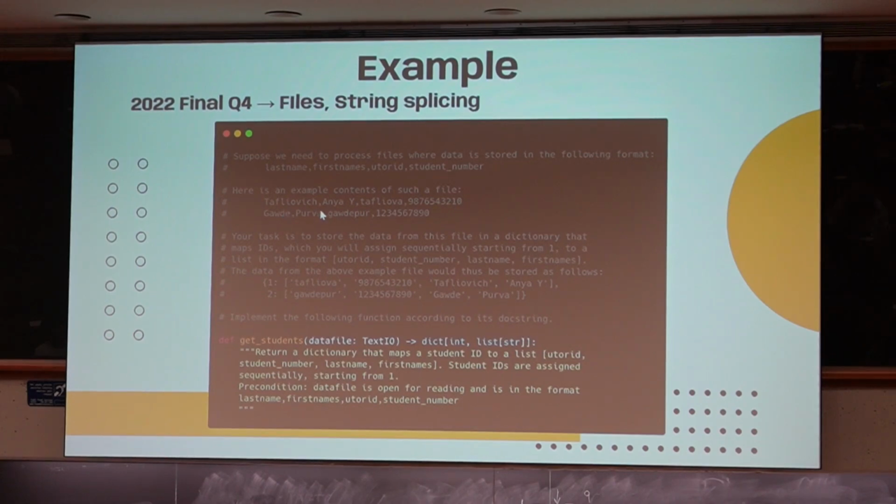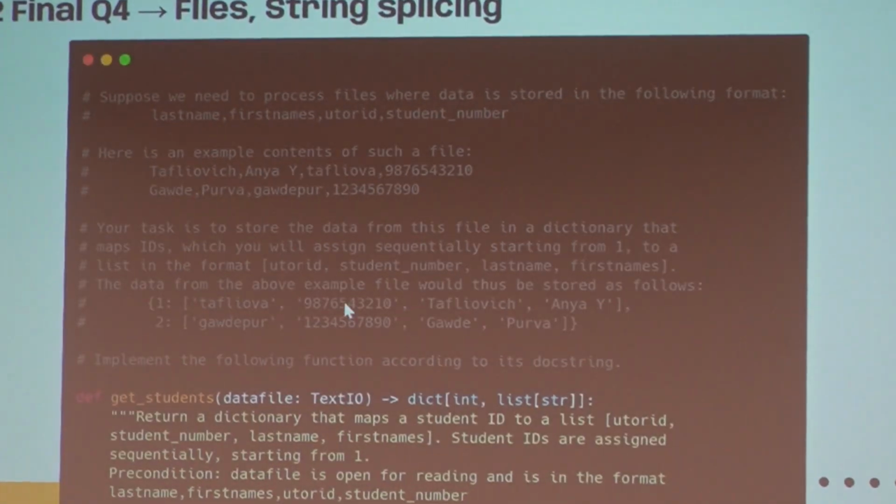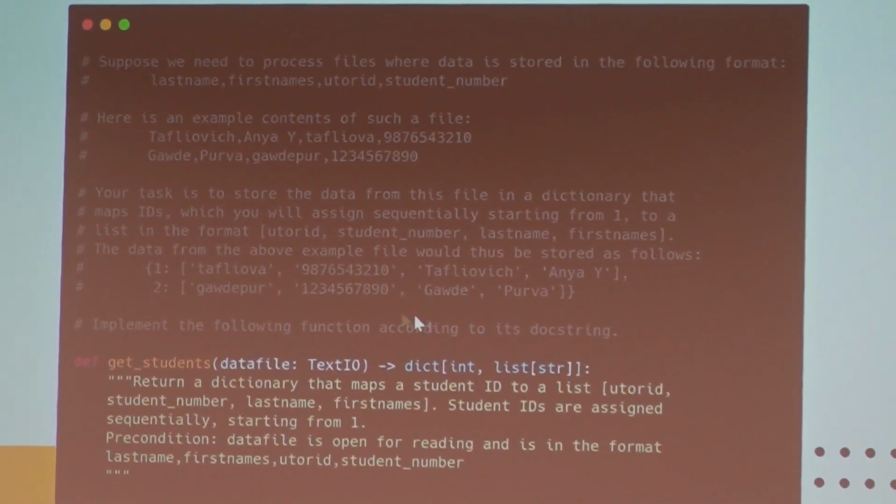You have Pavlovich, Anya, Y Pavlovich, and her student number; Gauda, Purva, Gauda Pur, and 1, 2, 3, 4, her student number. So your task is to store the data from this file in a dictionary that maps IDs, which you will assign sequentially starting from 1, to a list in the format of UTOR-ID, student number, last name, first name. The data from the above file will thus be stored as follows. Here's an example. This is a dictionary: 1, the student ID, and then from here you have the list that contains UTOR-ID, student number, last name, and first name. And similarly for the second person.